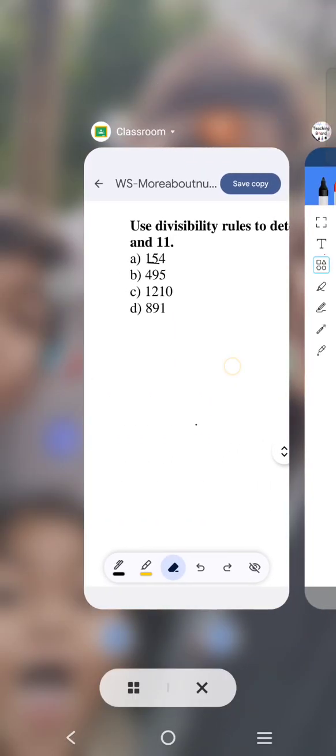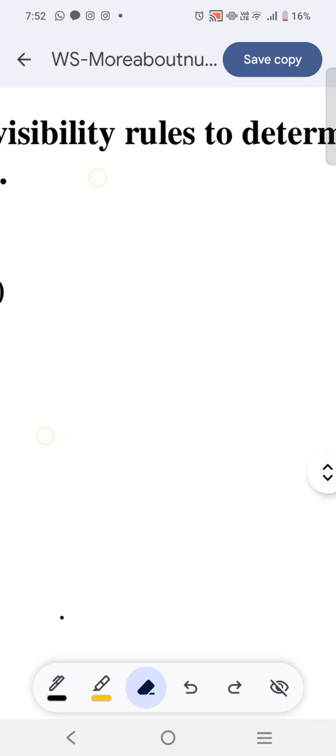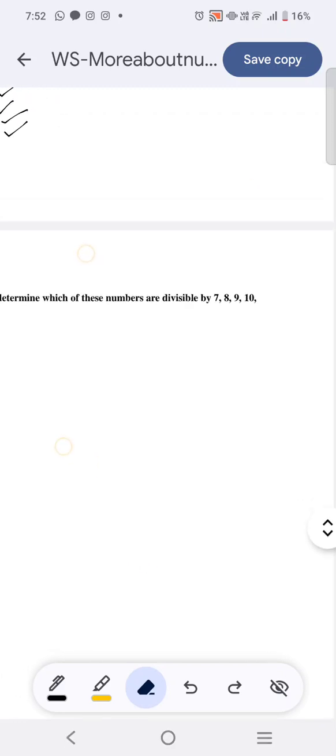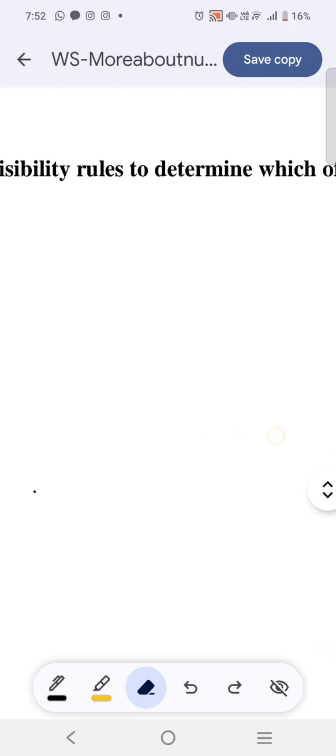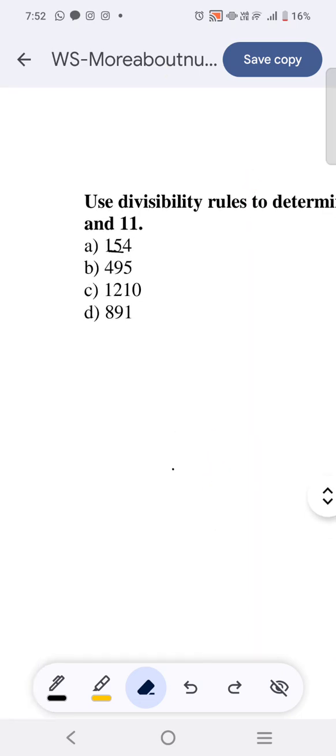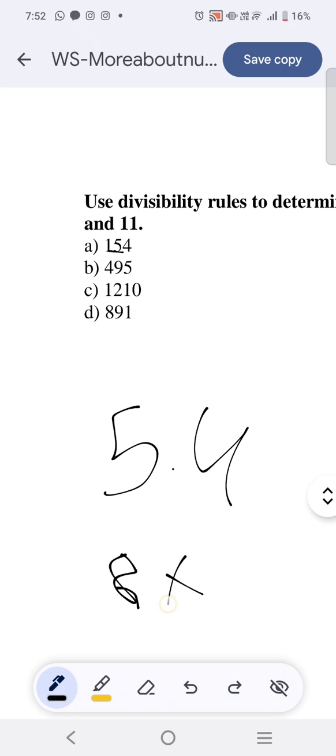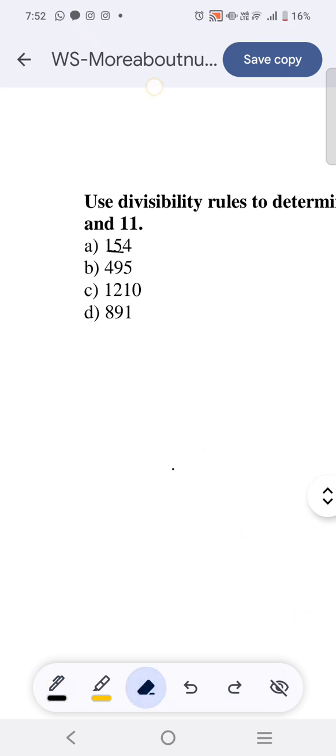Now let's check if 154 is divisible by 8. To check if it's divisible by 8, the last 3 digits should be divisible by 8, which is 154. Now let's see if this is divisible by 8. So 54 is surely divisible by 8 because 8 9s are 54, right? Which means that 154 is divisible by 8.